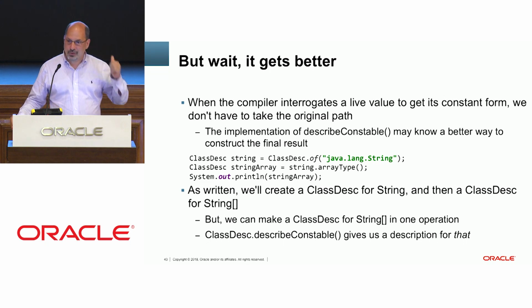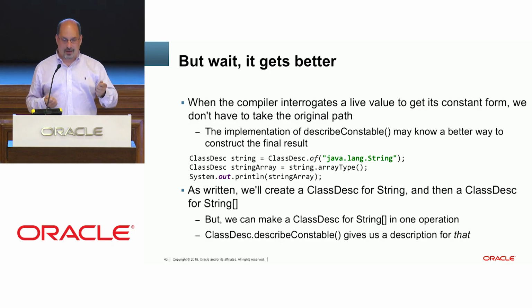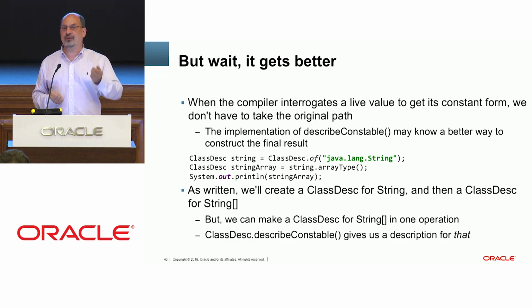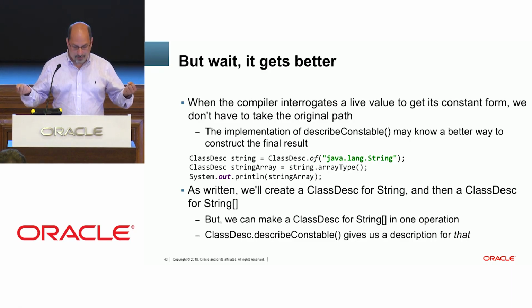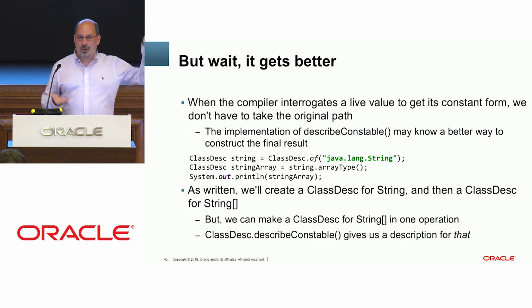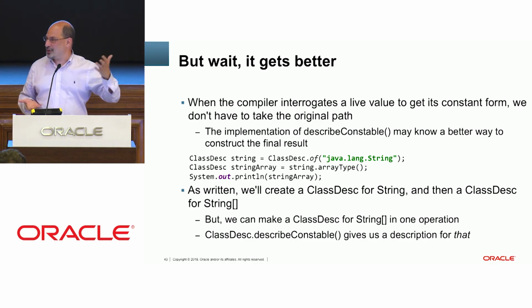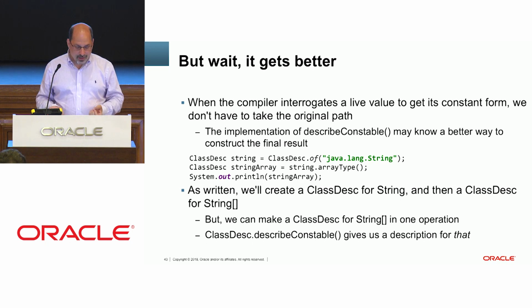So here's an example using the constant descriptor API that does this. I say, give me a class descriptor for java.lang.String, and it makes an object that is the class descriptor for java.lang.String. And then I ask that object, give me a class descriptor for the class that is an array of whatever you are. And it makes another class descriptor for array of string. So now I have two class descriptors in memory, one for string, one for array of string, and then I go ahead and use the array one. I didn't really want the first one. I only made it so that I could get the array one out of it.